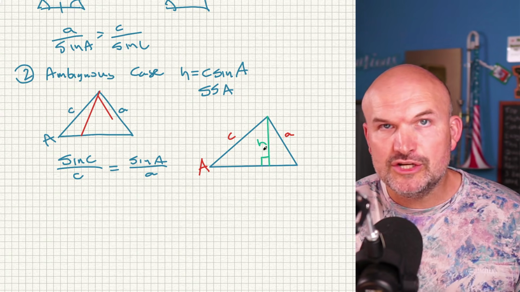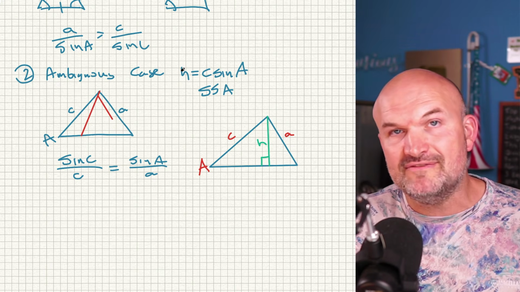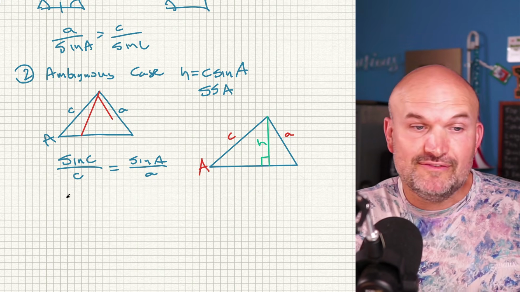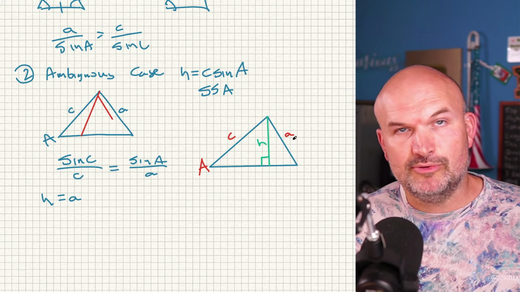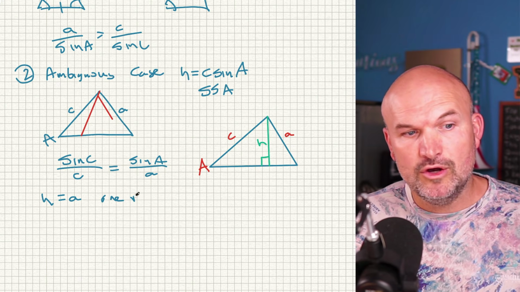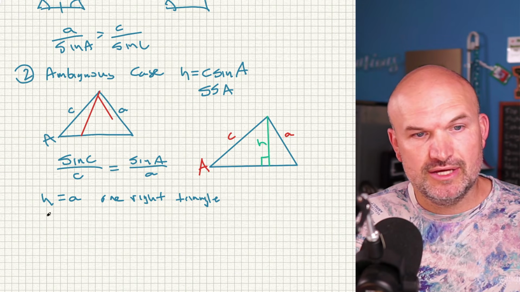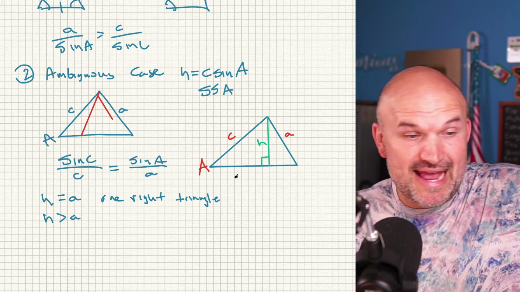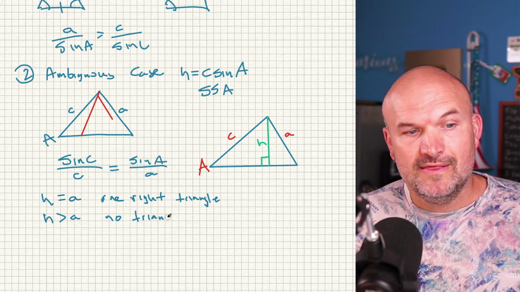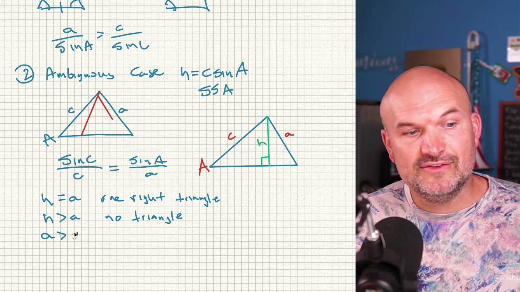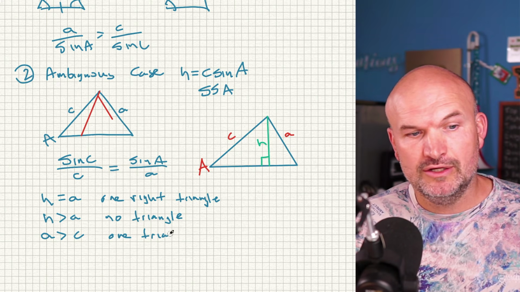Now, why is this information so important? Because, ladies and gentlemen, if we know this formula and we can calculate the value of the height, then we can determine if we have one, two, or no triangles. If h is equal to my a, this opposing side length, then we're going to have one right triangle. If my h is greater than my a, that means my a is less than my h, then guess what? There is no triangle that exists. If I also have a is greater than c, then we also have one oblique triangle. So we could say that's one triangle.